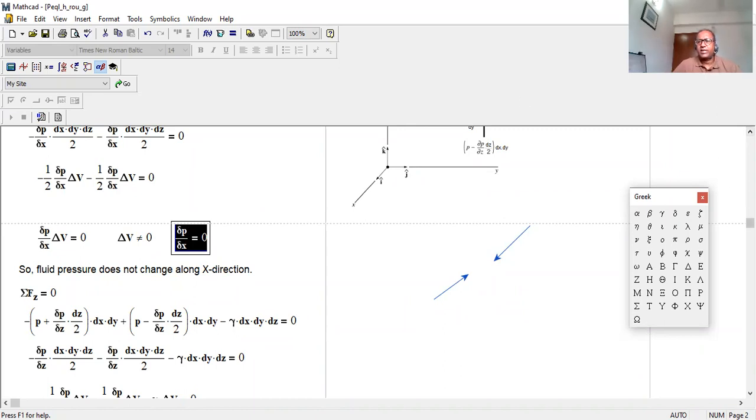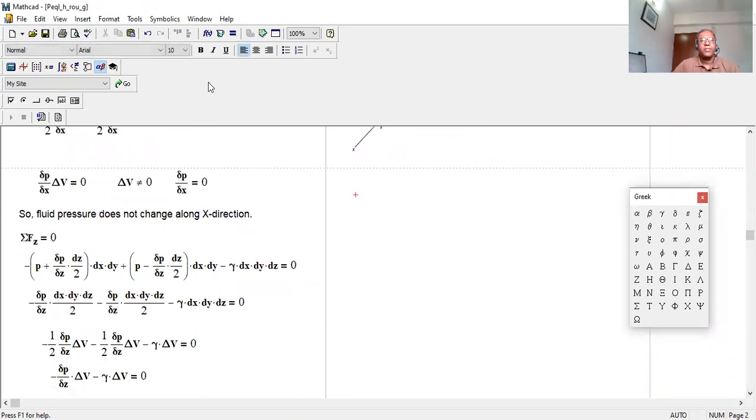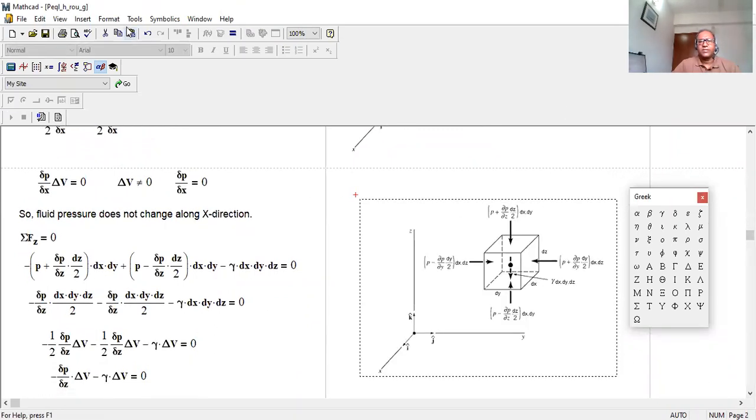So what are the x and y directions? You see, the x and y directions mean the horizontal directions, right? You see right over here, your x and y are in the same plane. That means horizontally pressure is not changing: not along the x-axis, not along the y-axis.